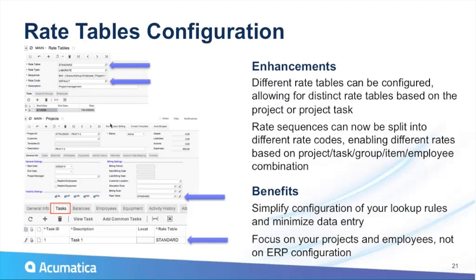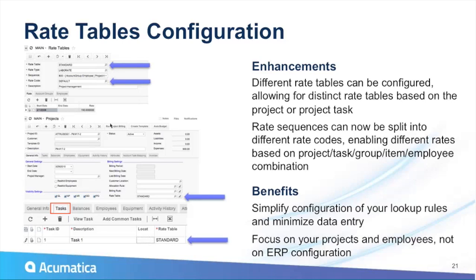The way rates are calculated for a project was also improved. You may now configure different rate tables, allowing you to have different rate calculation based on the project or project task. Rate sequences can now be split into different rate codes, allowing you to have different rates based on the project, the task, the employee, account group, or item combination.